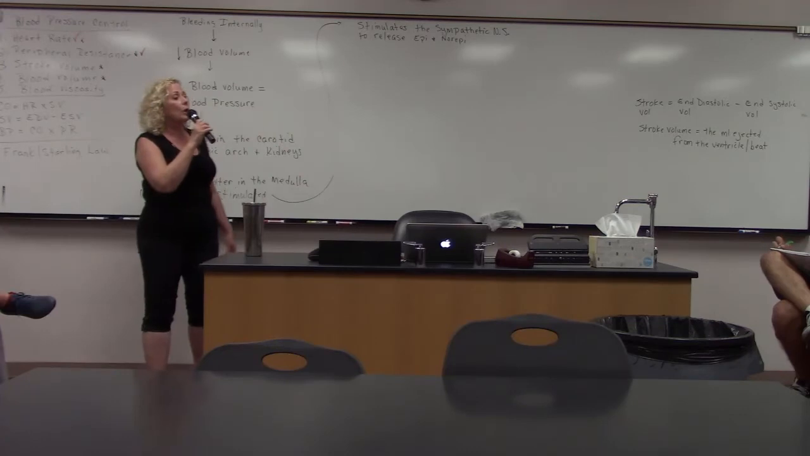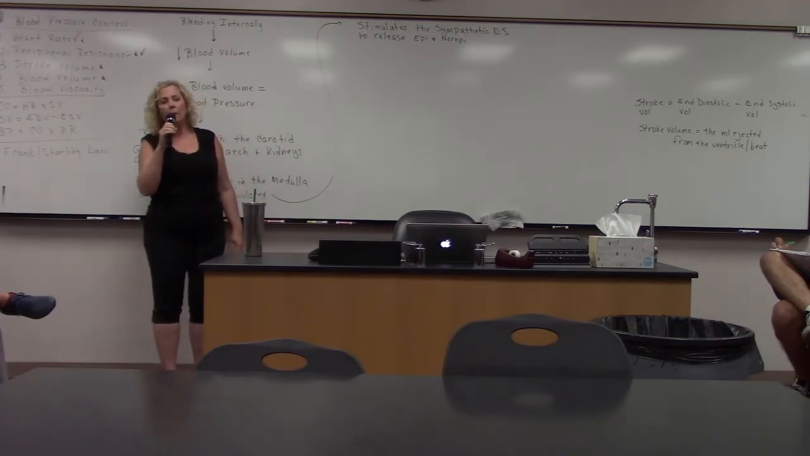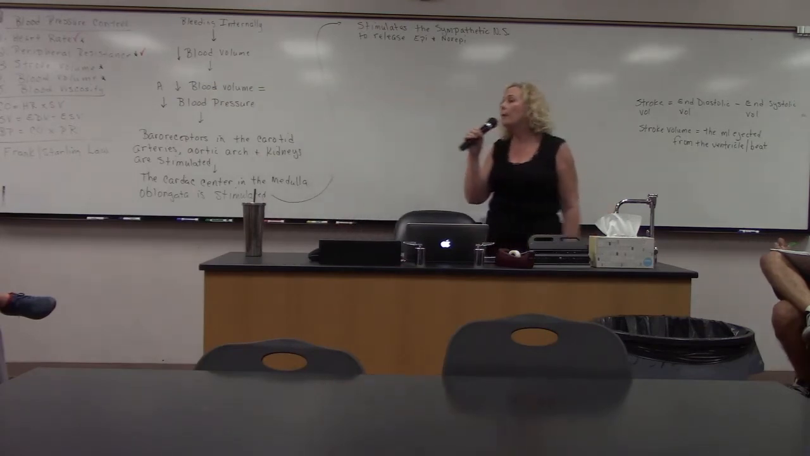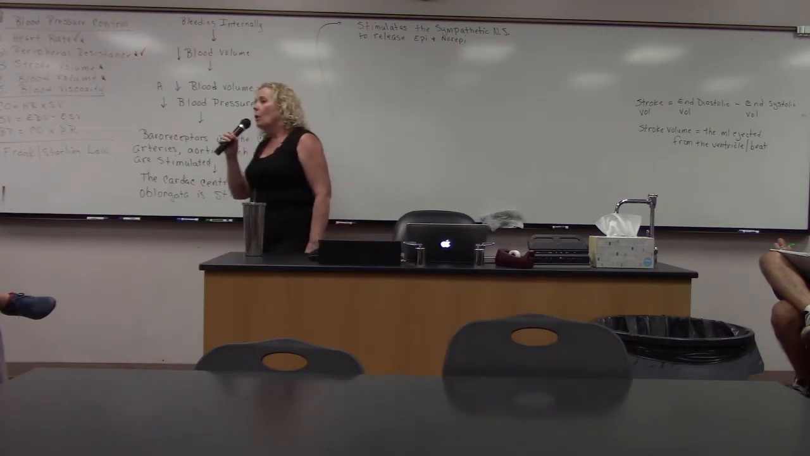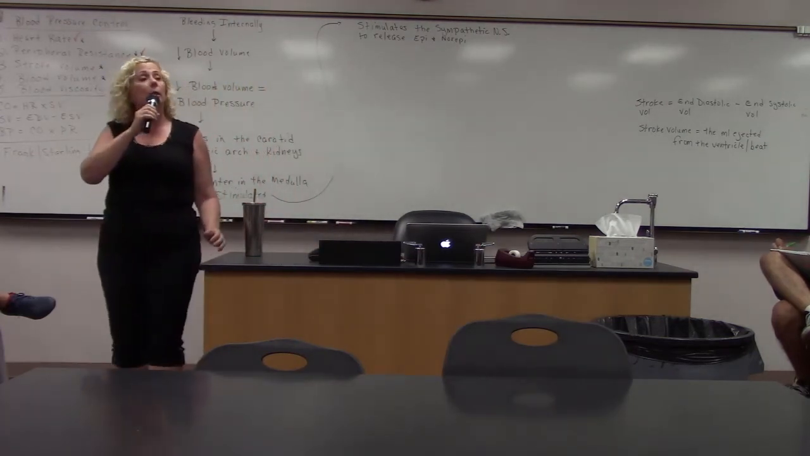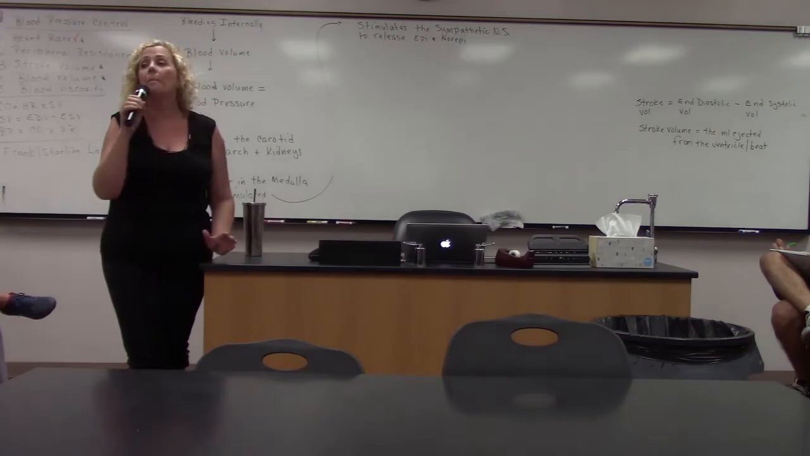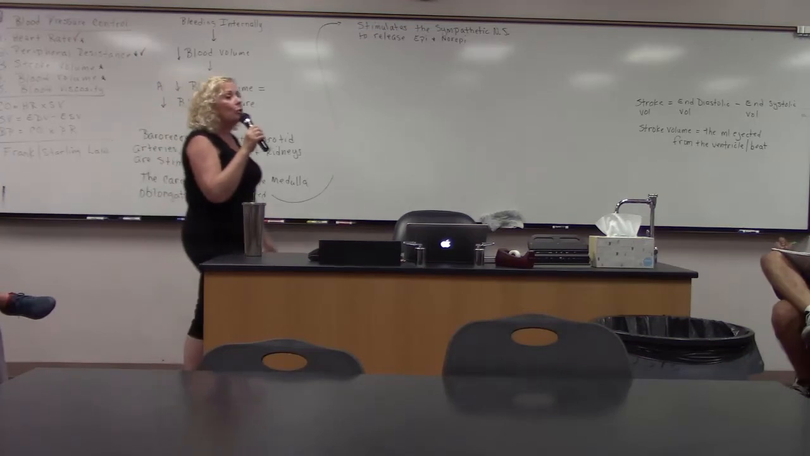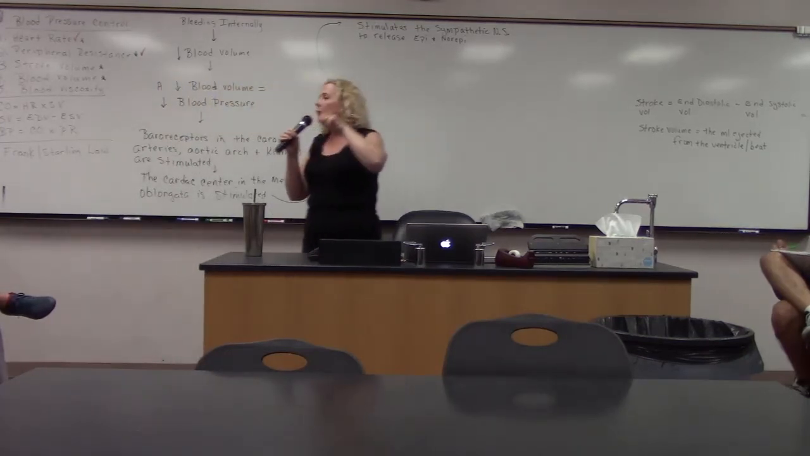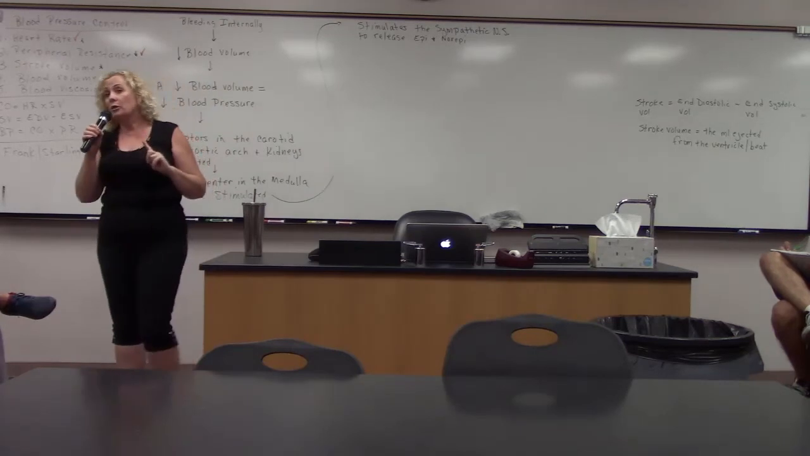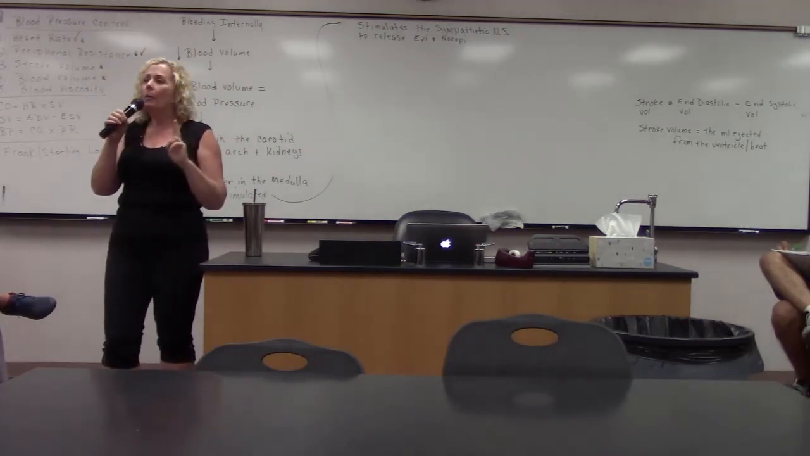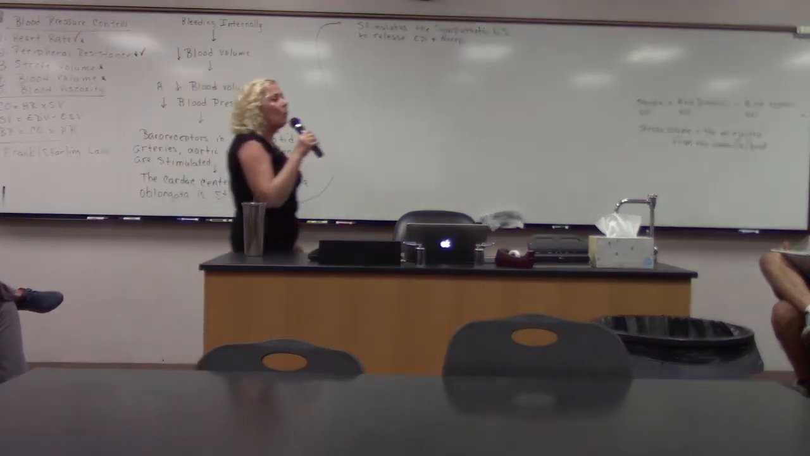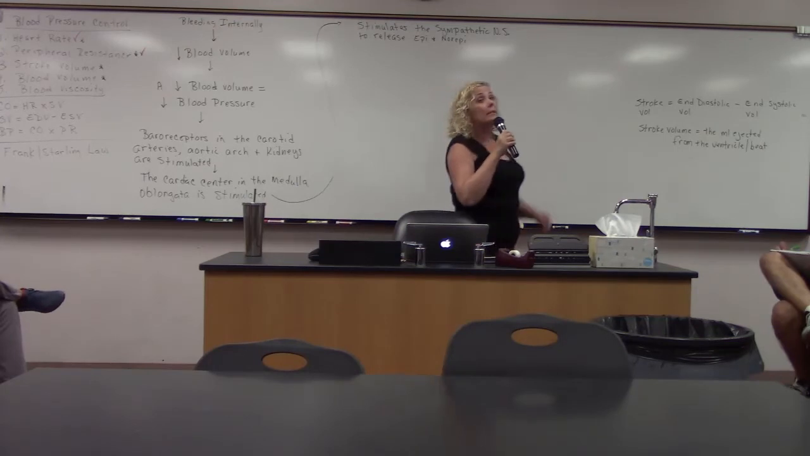Okay, so we're going to talk about stroke volume now. Stroke volume is the milliliters of blood ejected from the ventricles per beat, whereas cardiac output is the milliliters ejected from the ventricles per minute. So this is going to be per beat. Now, stroke volume has two parts to it. The first is what we call end diastolic volume. The second is what we call end systolic volume. So we need to talk about what is diastole and what is systole.